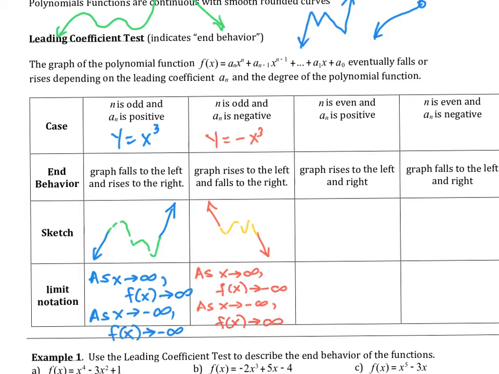Okay, the last two cases are when the degree of the polynomial function is even. I normally try to remember a very basic case, and that helps me generalize for all the even functions. So if I think of y equals x squared, that's an even degree function. The coefficient's positive, and that's a parabola where the two sides of the graph go up on the left and the right. So that's why it says the graph rises to the left and the right, just like a parabola.